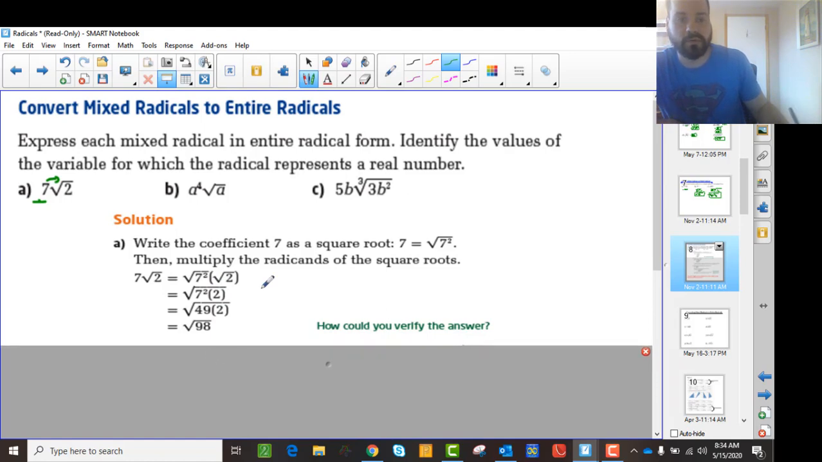Same thing with the second one. The second one, we're going to go a to the fourth squared times a. So just to do that over here, I'll show you the solution in a second. But you're going to have the square root then of a to the fourth squared times a. And a to the fourth squared is a to the 8th, if you remember your exponent laws, times a. And that gives you the square root of a to the 9. Okay?